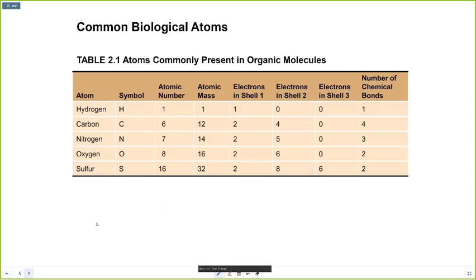So here is a quick snapshot of the 5 elements that are most commonly present in organic molecules. These are important because when you talk about the human body, macromolecules, whether carbohydrates, proteins, lipids, or nucleic acids, these are really the 5 relevant elements that we're going to talk about: hydrogen, carbon, nitrogen, oxygen, sulfur, HCNOS, and on the right you see a little bit about them.